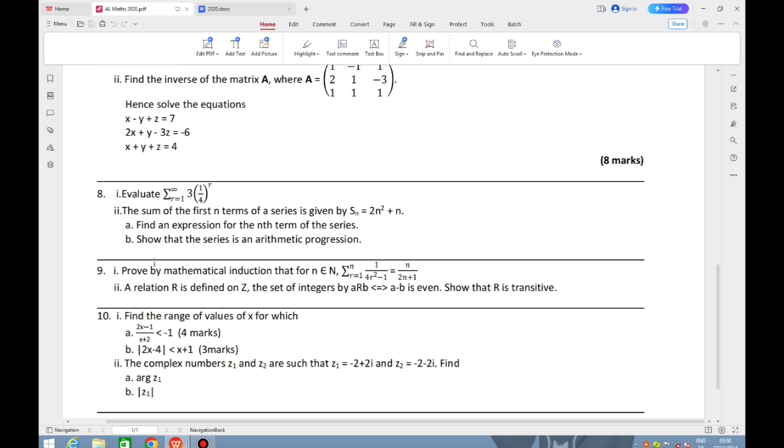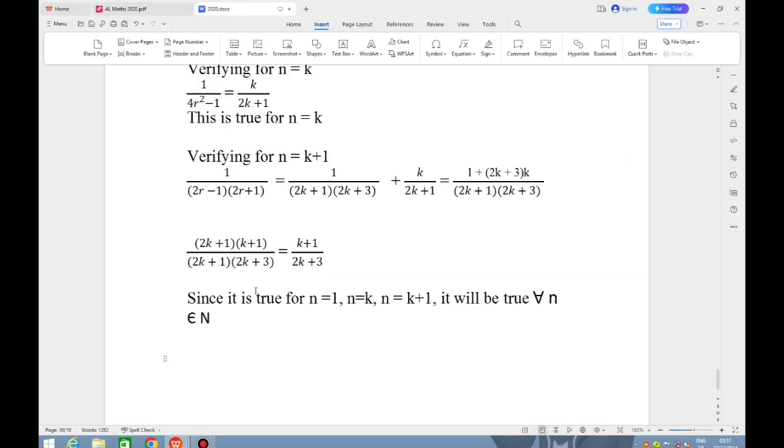For question 9.2, it says a relationship R is defined on Z, the set of integers, by A related to B such that A minus B is even. Show that R is transitive. Okay, for a transitive relation, say for example A is related to B and B is related to C, then A should be related to C. This is a condition for the transitive relation.